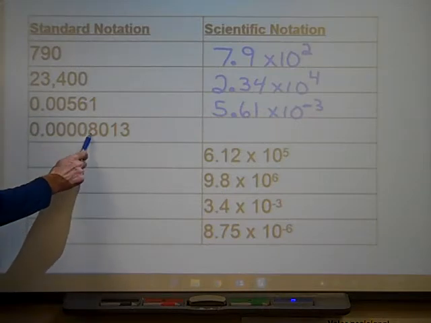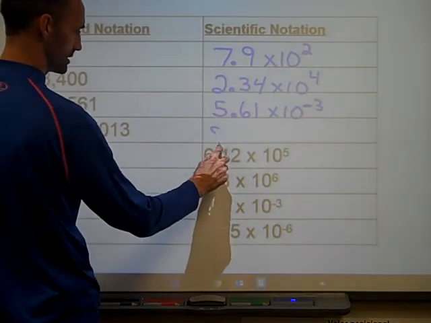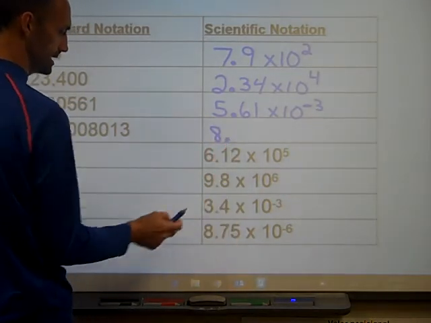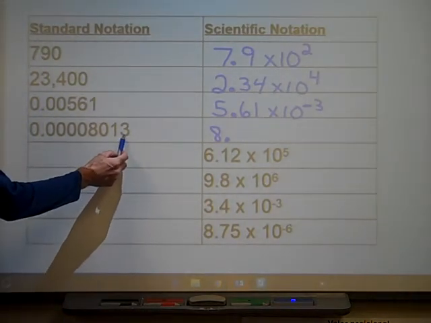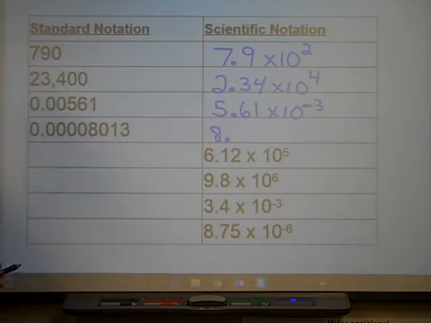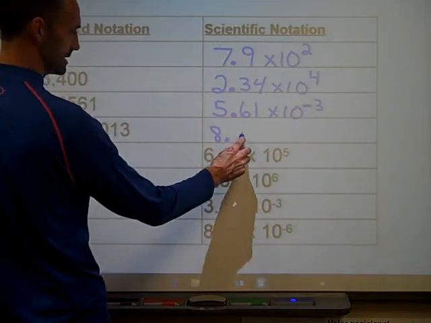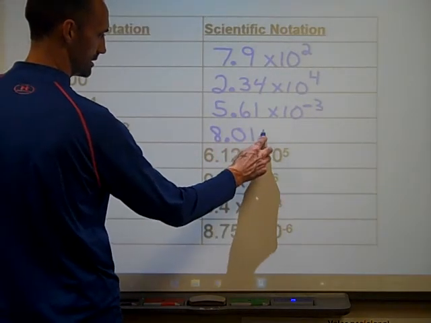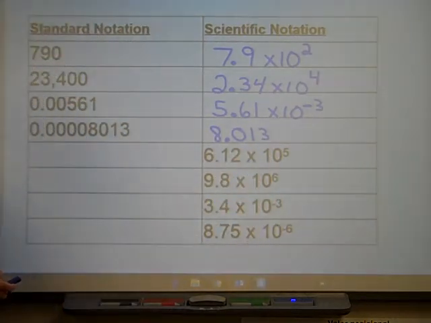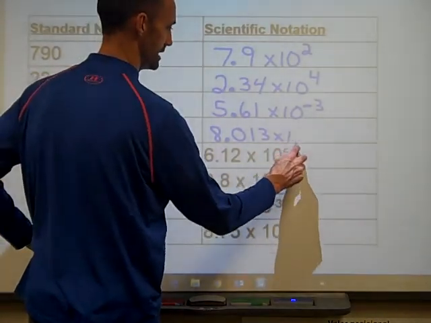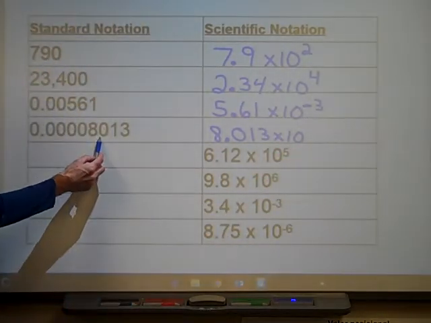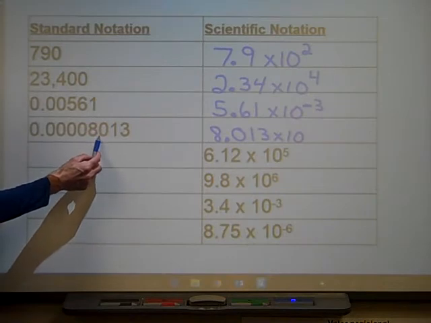So we have to go a little ways and we come to the 8. So I'm going to put 8 point, and then I'm going to copy everything else until there's only zeros. So in this one, I need the 0 because there are other numbers behind it. So 8.013 times 10 to the, so the decimal has to be here for scientific notation.